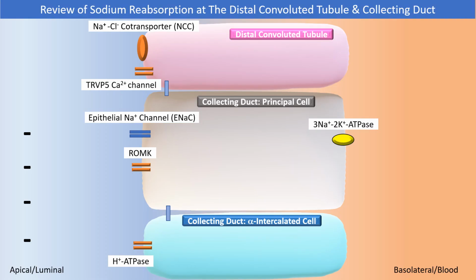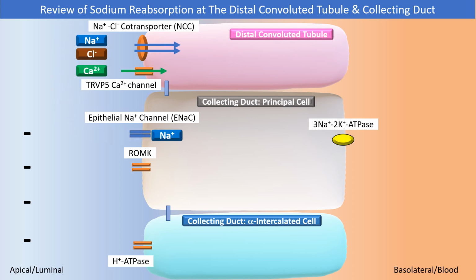Filtered sodium that escapes reabsorption at proximal tubules and thick ascending loop of Henle may get reabsorbed at distal convoluted tubules or collecting ducts. Sodium reabsorption at distal convoluted tubules occurs via the sodium chloride cotransporter NCC. Calcium is also reabsorbed at the distal convoluted tubules via calcium channels.